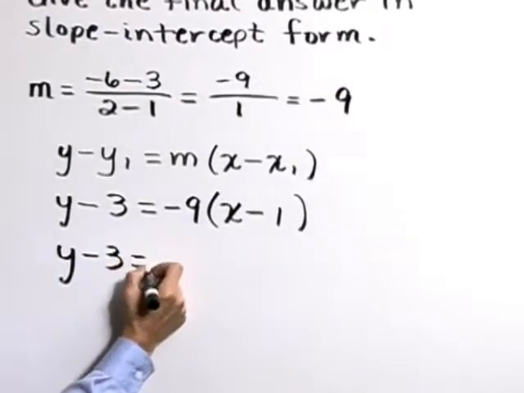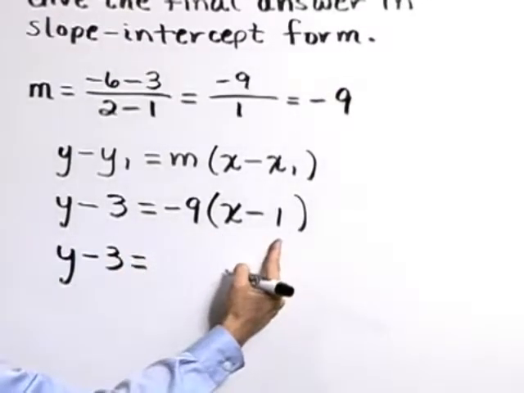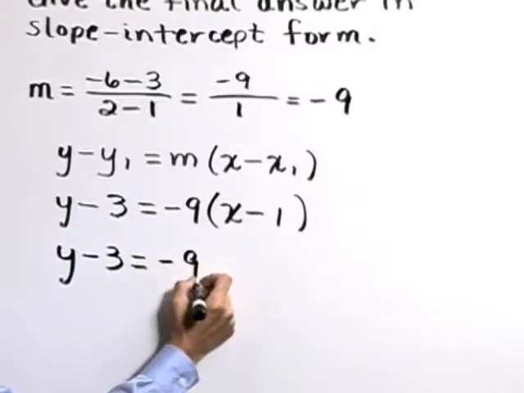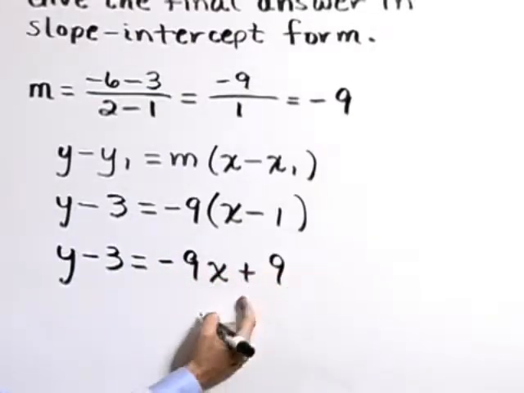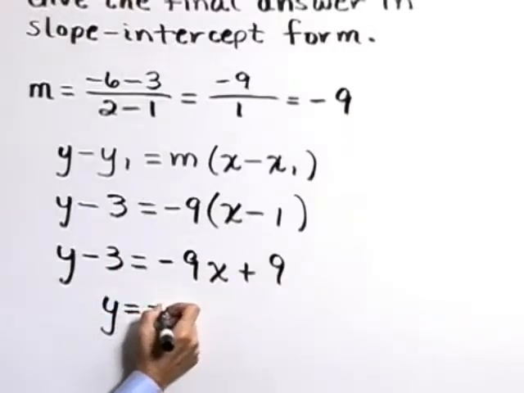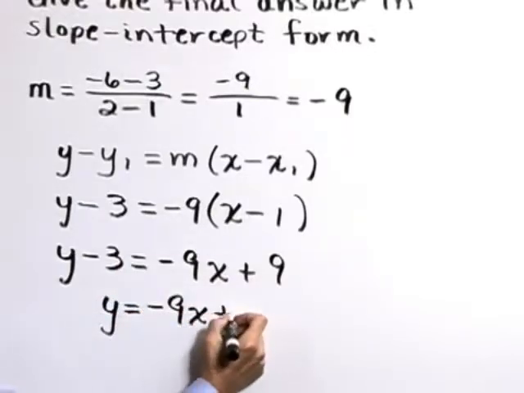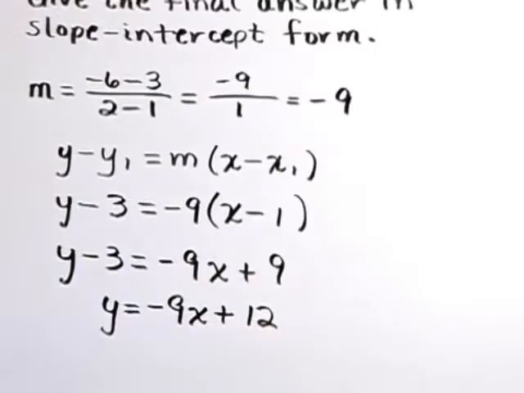y minus 3 is equal to, multiplying through on the right side, -9x plus 9. And adding 3 to both sides gives y is equal to -9x plus 12. The equation of the line in slope-intercept form that goes through the points (2, -6) and (1, 3) is y equals -9x plus 12.